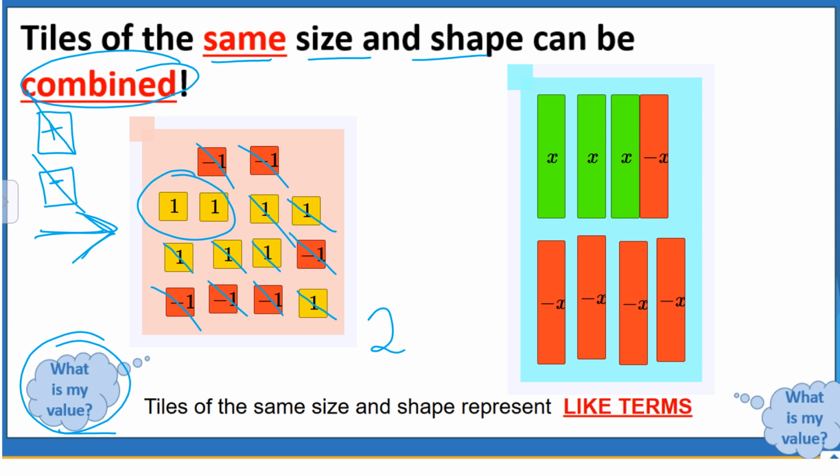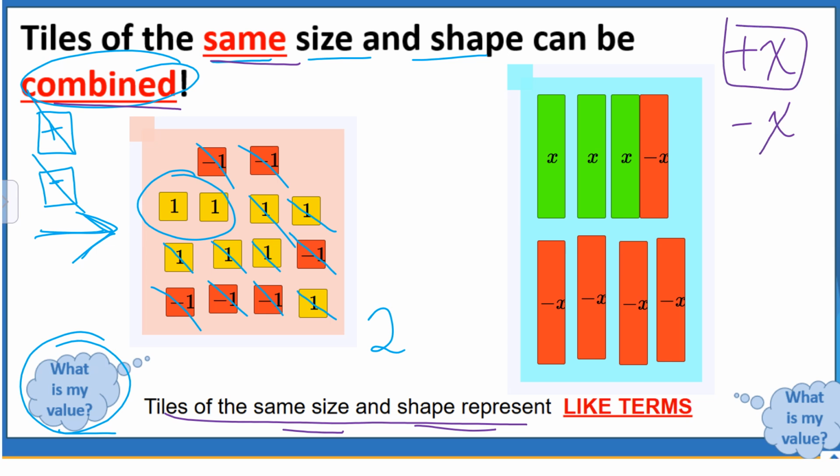And we can do the same thing with our X tiles because they're the same shape and the same size. We can use a positive X and a negative X, and those cancel each other out because that equals a 0 pair. We just don't know what the magnitude of the value is, but we do know that the positive of any number combined with the negative of that same number must equal 0.